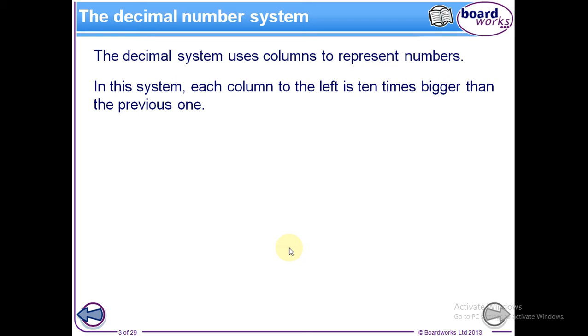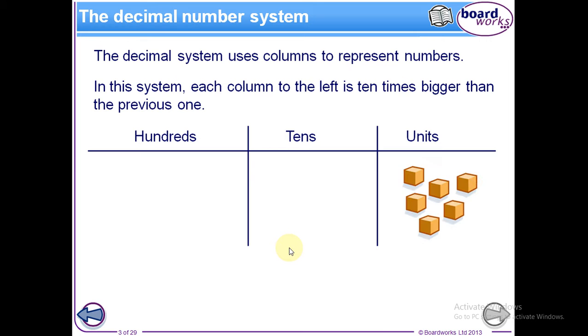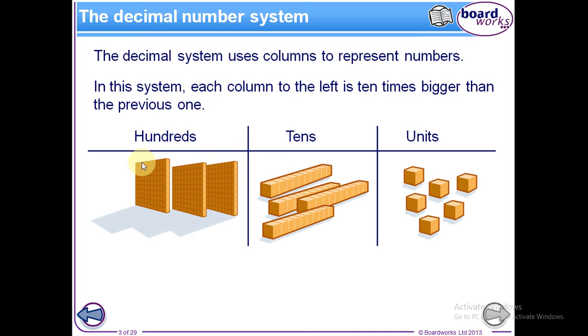In this system, each column to the left-hand side is 10 times bigger than the previous one. As you can see, we have units. This is 1, 2, 3, 4, 5, 6. This is 6 units. And if you look at the number of cubes here, there are 10 in each bar. So 1, 2, 3, 4, this is 4 times 10, so this will be 40. And if you look at this board here, it is 10 by 10, so each board is 100. So 1, 2, 3, 3 times 100, that is 300. So this is 300, this is 40, and this is 6. So this is 346 if you sum it.